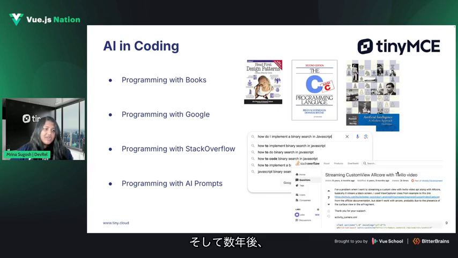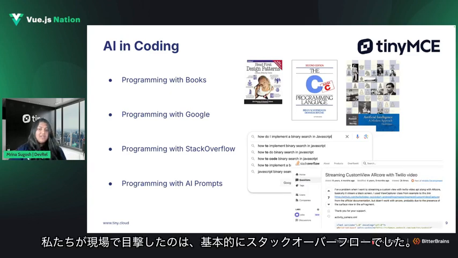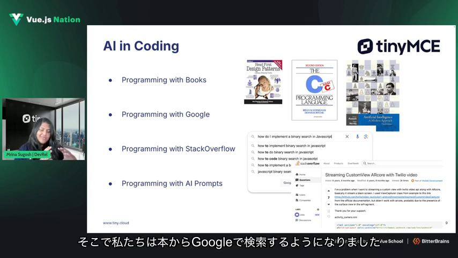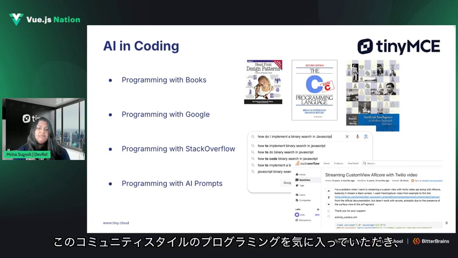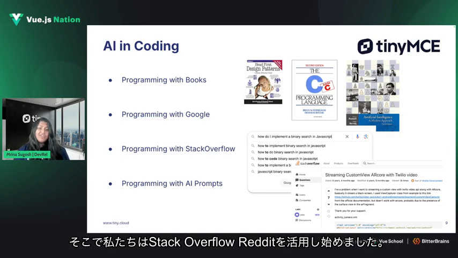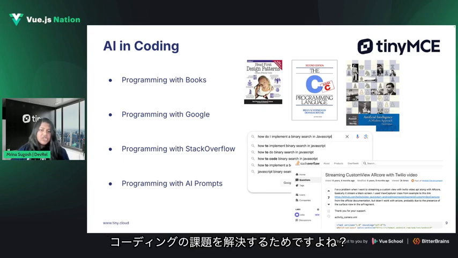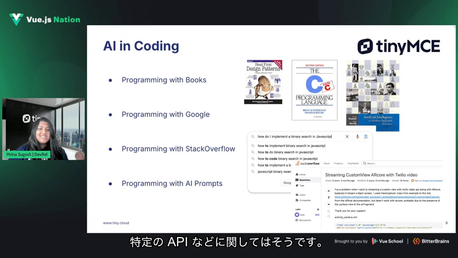And then a couple of years later, what we saw come on the scene was basically Stack Overflow. So we went from these book-based things to searching on Google to this community style programming where we started leveraging Stack Overflow and Reddit to solve our coding challenges, right? And problems when it comes to certain specific APIs and things like that.